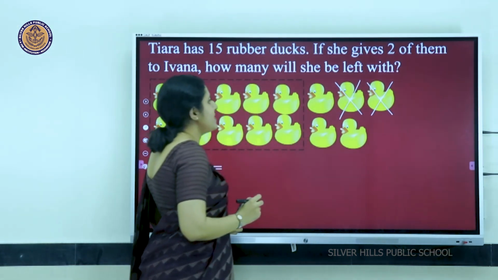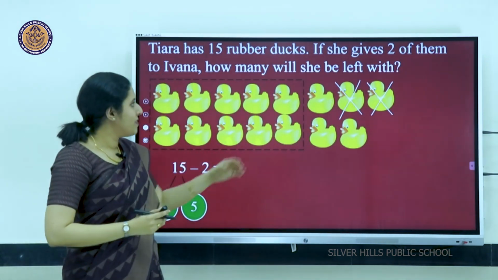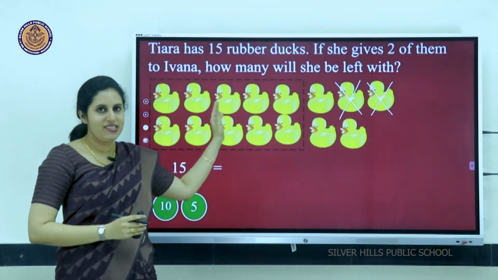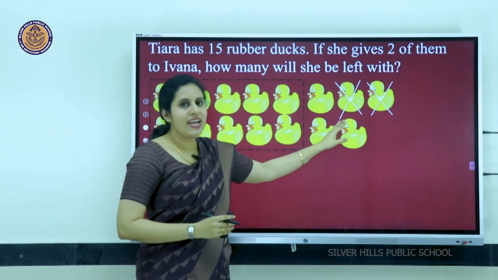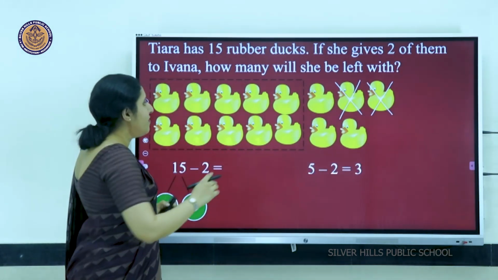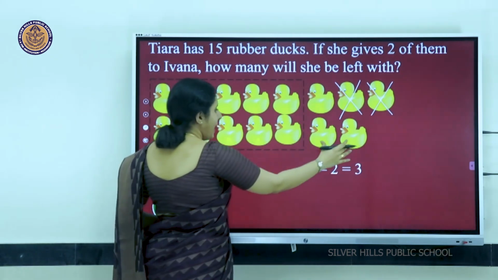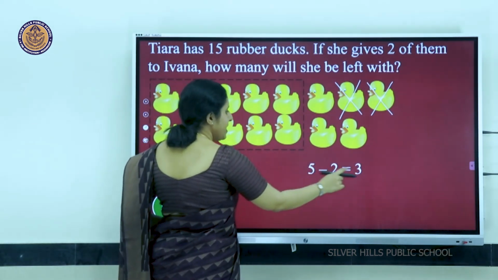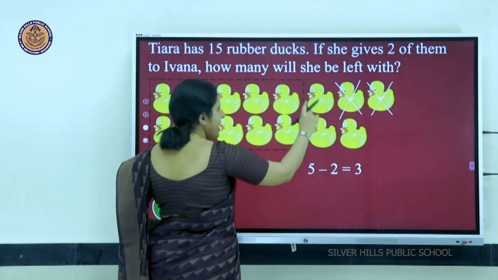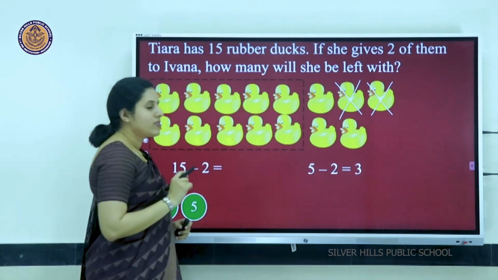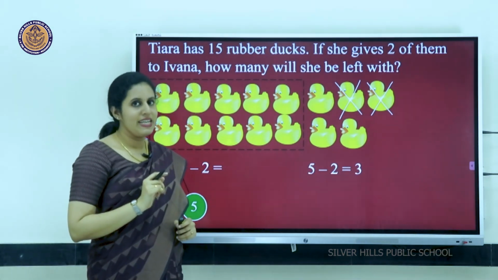Okay, so 2 ducks are gone. From where did we cross them out? From the one side, not from inside the 10 group, but from outside the 10 group we have crossed out 2 ducks. What did we do on this side? 5 minus 2 is equal to 3. Why is 5 minus 2 equal to 3? Because outside there were 5 ducks and from there we crossed out 2 ducks and got 3 ducks.